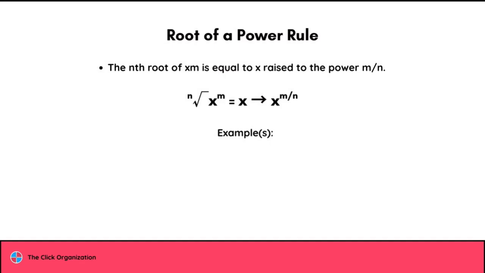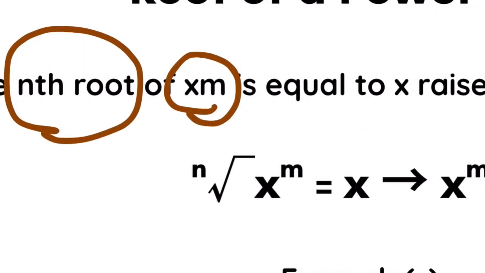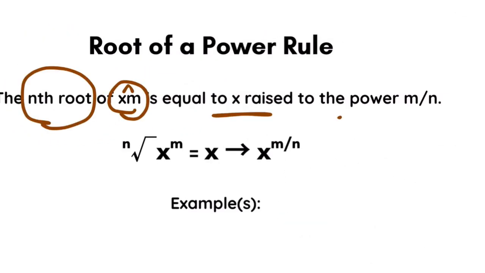Off to the second one, root of a power rule. The nth root of x to the power of m is equal to x raised to the power of m divided by n. What does this mean? We mean that when we have a root, and the radicand has a power, that root operation is equal to the radicand to the power of m divided by n. n stands for the degree of the root, and m stands for the power of the radicand.